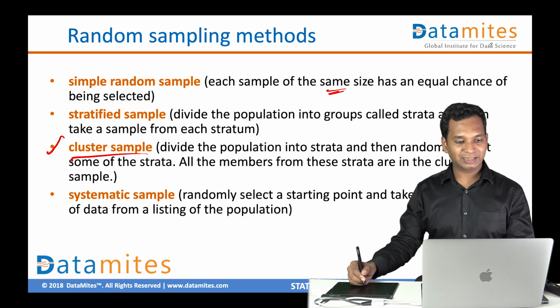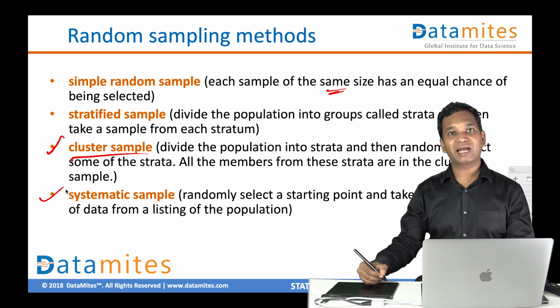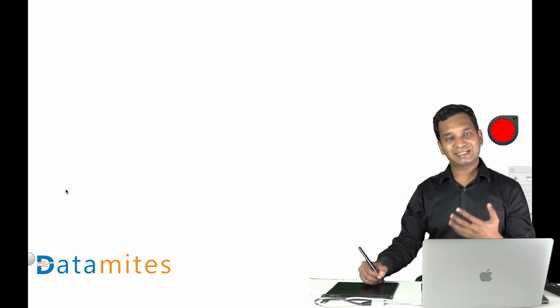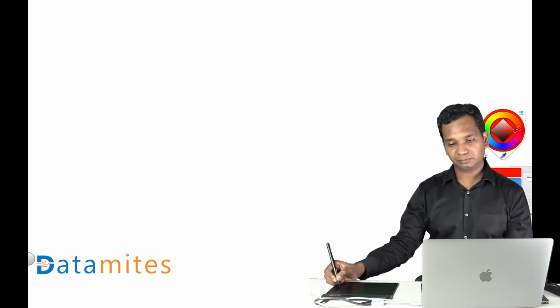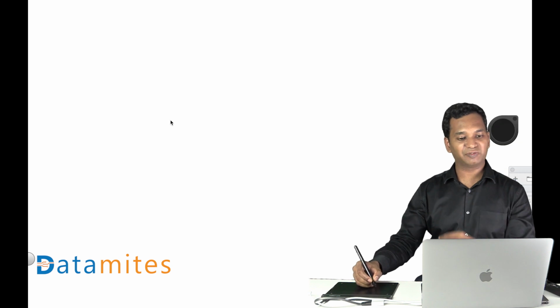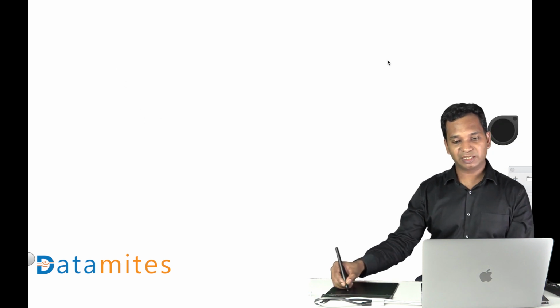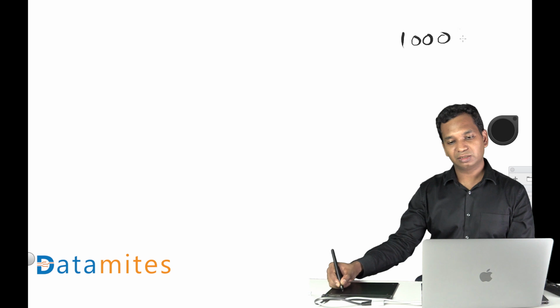All right, and the last one is systematic sampling. Look at systematic sampling. Let's say the same organization example I've given before. You have 10,000 employees, and I would like to take 100 from it for my survey.